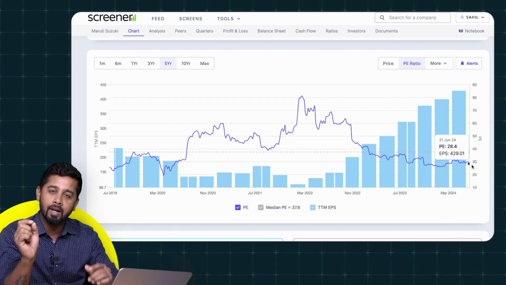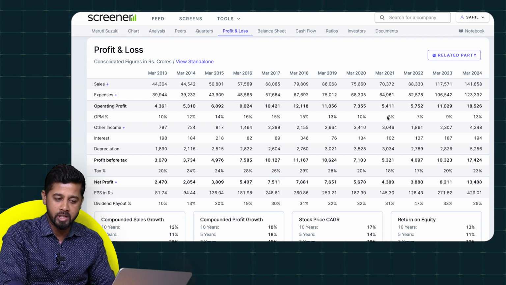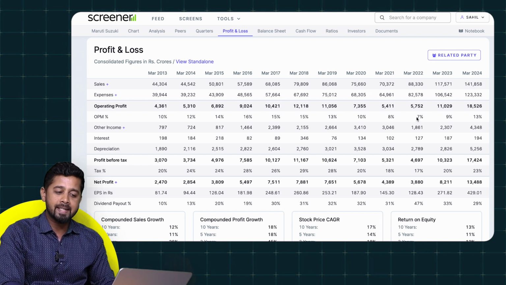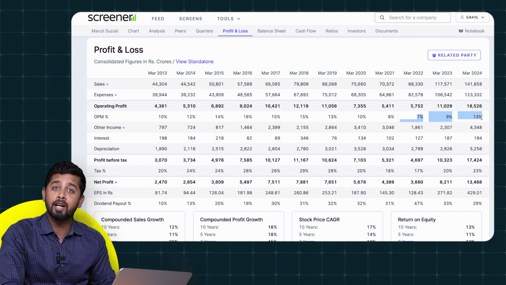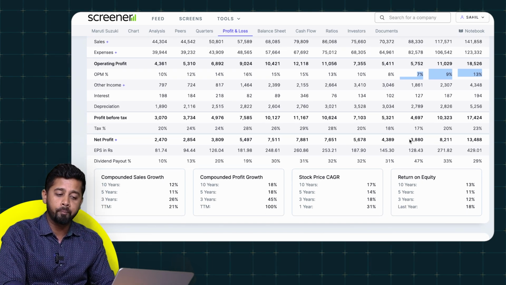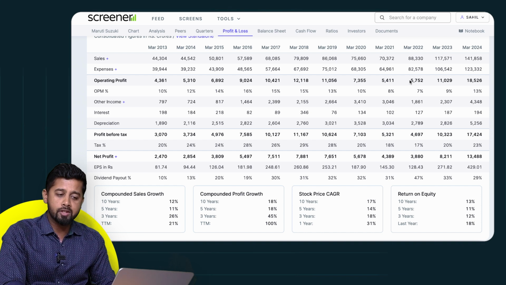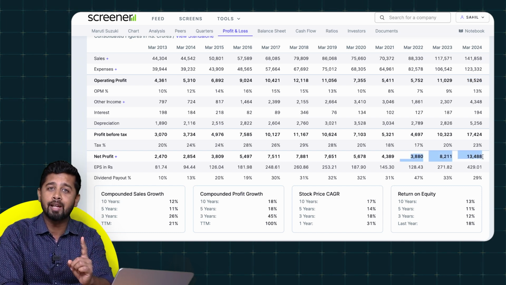How did that happen? Because of operating leverage. Let me share you this information. Look at this. What happened? Basically, Maruti operating margin during 22 was 7%. From there, it has expanded to 13%. Because of that, its earnings have grown from 5,700 crore to 18,000 crore. And your net profit has zoomed from 3,800 crore to 13,000 crore.